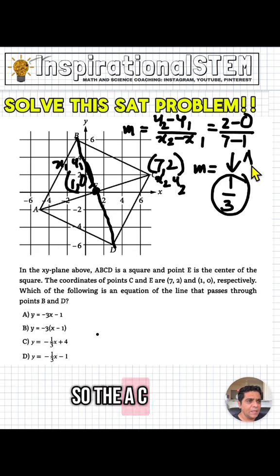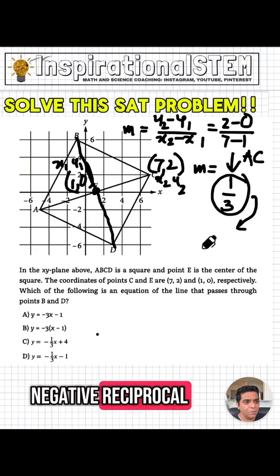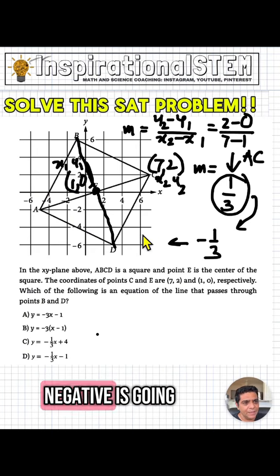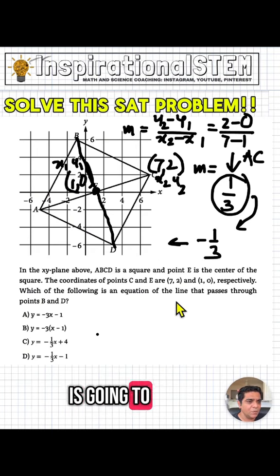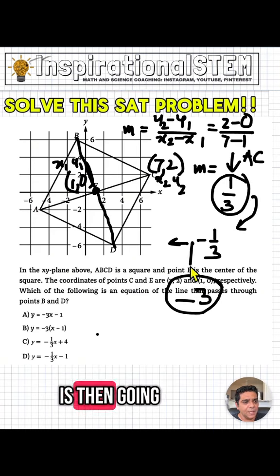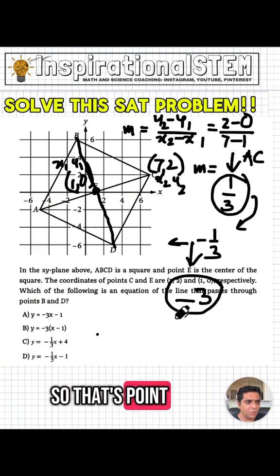Now we are going to calculate the slope of BD. We said the diagonals of a square bisect each other in a perpendicular fashion. So let's find the perpendicular slope of this 1/3. It's going to be the negative reciprocal. So negative 1/3 and the reciprocal of that is going to be negative 3. So negative 3 is then the slope of this line BD. And we also know BD passes through the same point E, which is 1, 0.